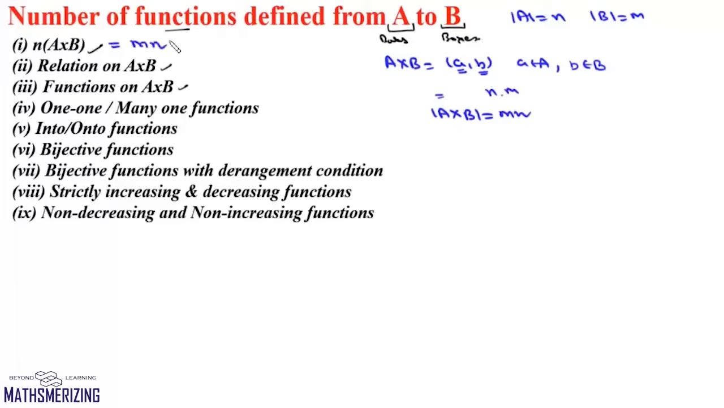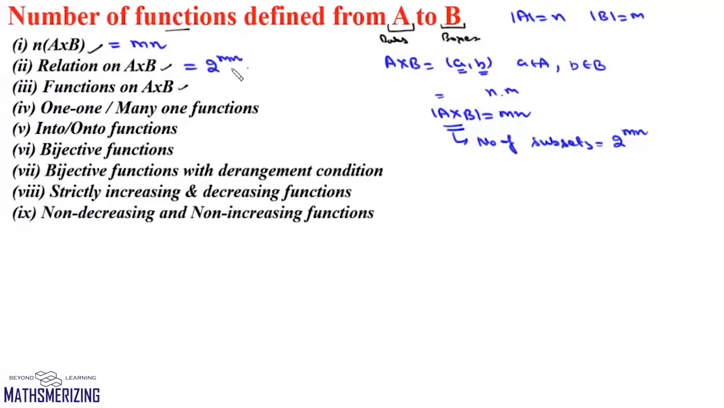So the number of elements in A cross B is mn. Now what about the number of relations defined on A cross B? Now we know that any relation is nothing but a subset of A cross B. So how many subsets of A cross B are possible? The number of subsets of A cross B will be 2 to the power of mn. So the number of relations that can be defined on A cross B is 2 to the power mn.